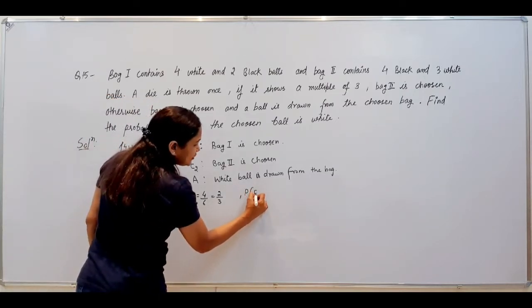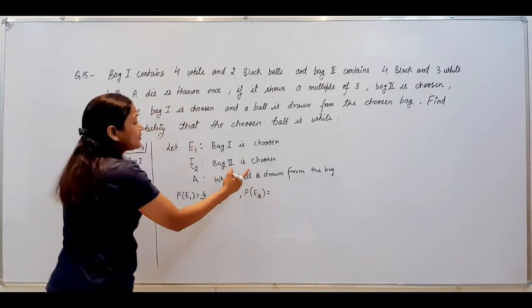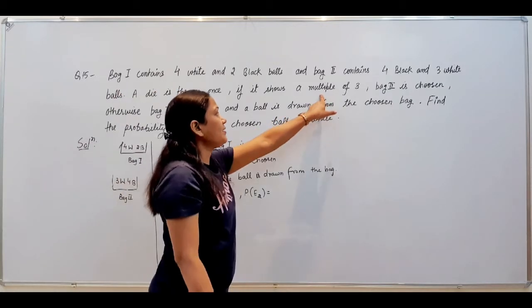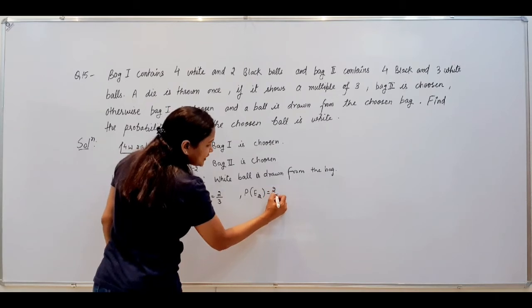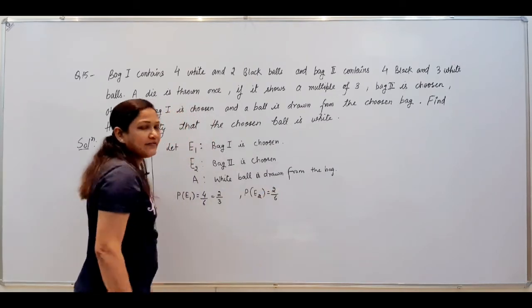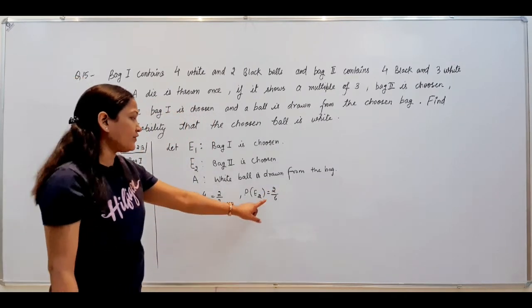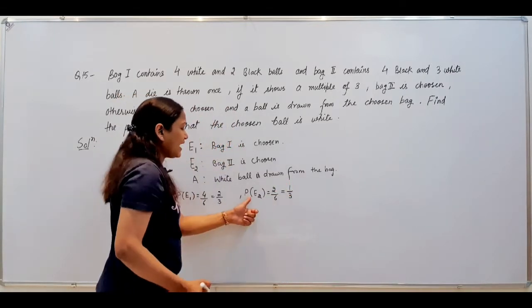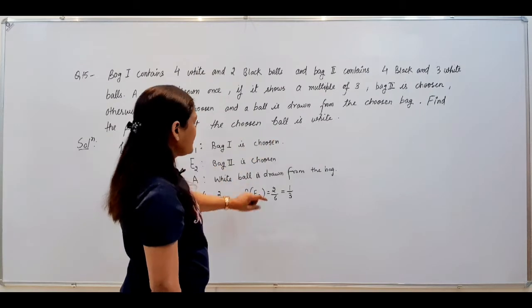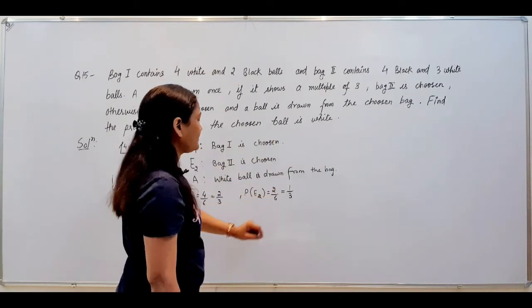Similarly, the probability of E2 is that bag 2 is chosen. When is bag 2 chosen? When a multiple of 3 shows. Out of 6 outcomes, only 3 and 6 are favorable for you. So the probability of choosing bag 2 is 1/3.